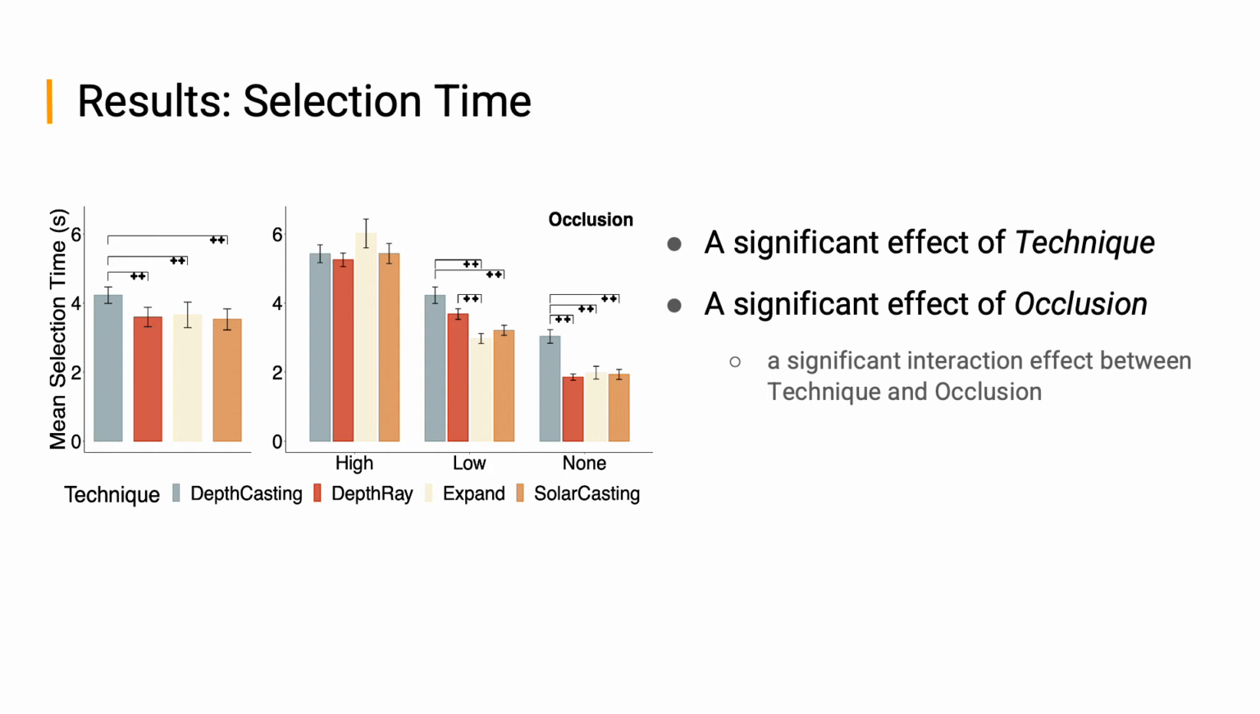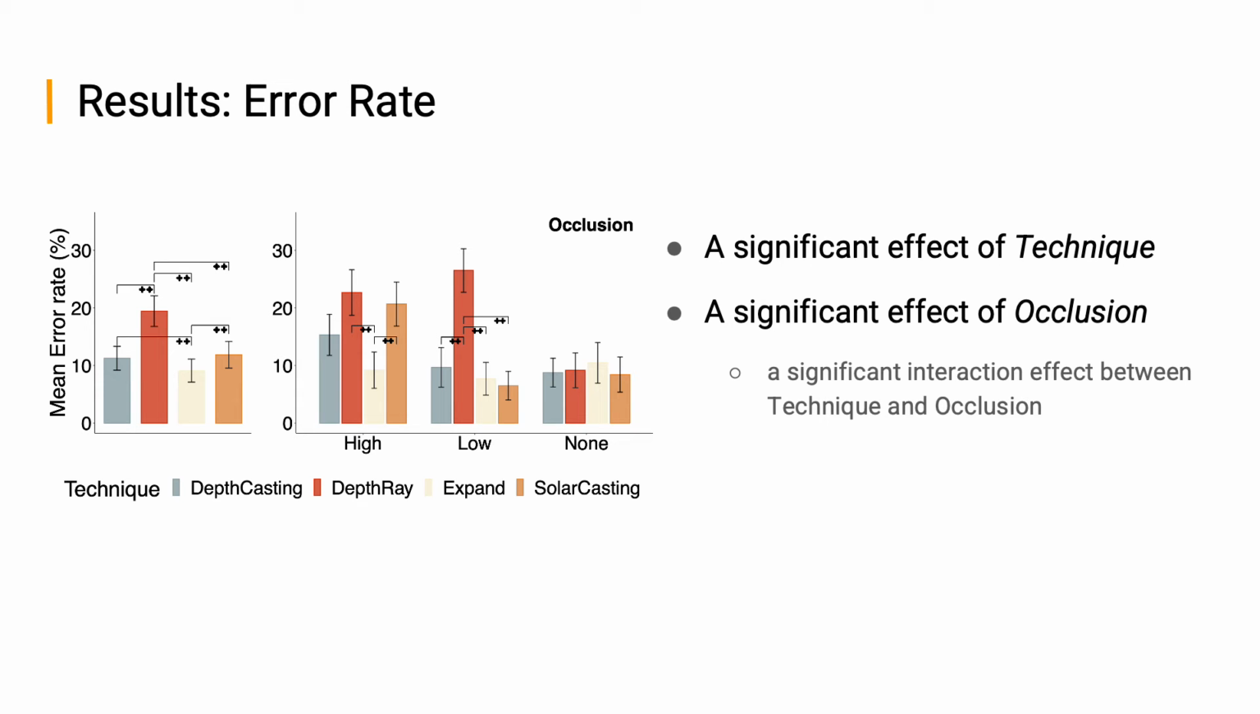In low and medium occlusion environments, solar casting was significantly faster than depth casting, but in high occlusion environments, they have very similar performance. When we look at the error rate, we found a significant effect of technique, where depth casting had significantly higher error rates than other techniques. We found a significant effect of occlusion, where participants made significantly more erroneous selections in the high occlusion environments. We also found a significant interaction effect between technique and occlusion, where expand kept relatively low error rate across all occlusion levels, while other techniques' error rate increased in high occlusion.